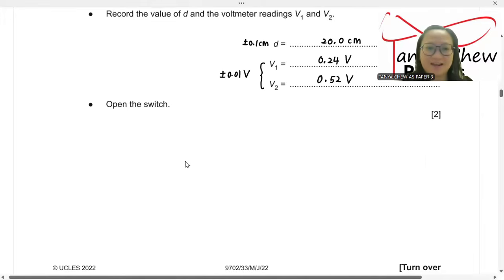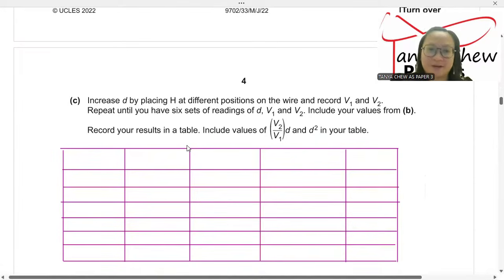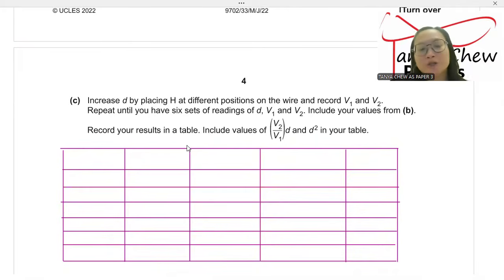Done. And open the switch, right? C, increase D by placing H at different positions on the wire and record V1 and V2. Repeat until you have 6 sets of readings of D1, V1, and V2. Include your values from B and record your results in a table. Include values of V2 divided by V1 multiplied by D and D squared in your table.